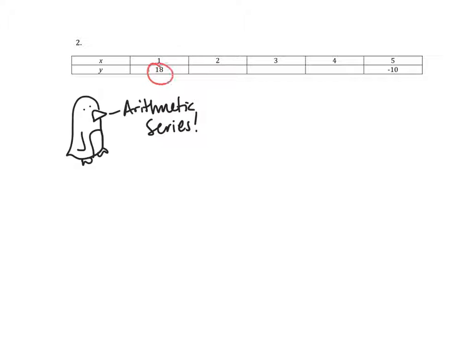So here is 18, here is -10. We need all of these blanks between. These blanks, by the way, are called arithmetic means. So that's what we're looking for. We're looking for the arithmetic means between there. So I have 1, 2, 3, 4 steps to get from 18 down to negative 10. I had to jump 4 times.